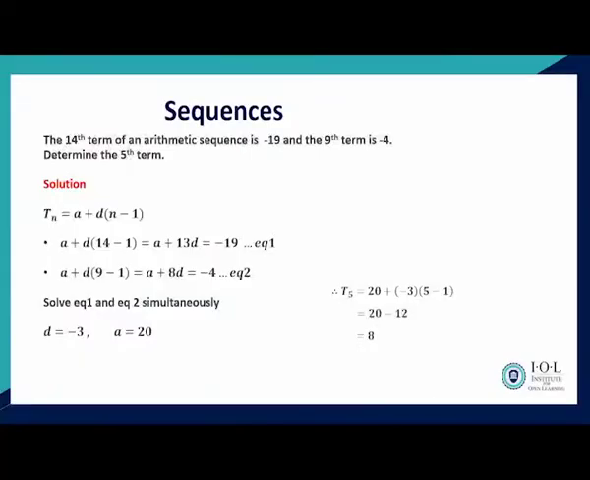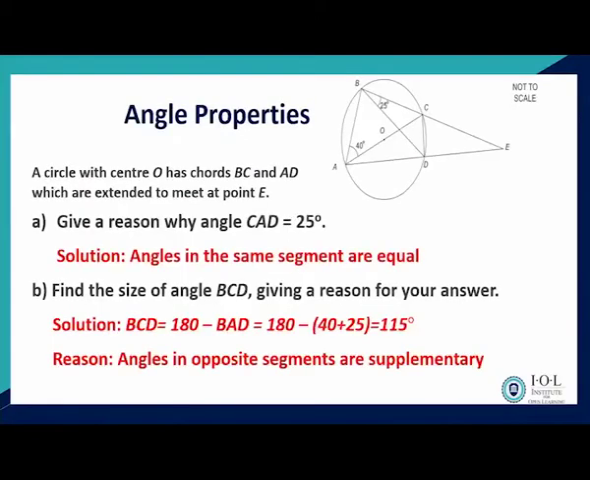So let us now move on to the next one, which is angle properties. We are moving on to angle properties. So students, you need to know your angle properties, specifically circle geometry. Here we are talking about angle in a semicircle. Angle in a semicircle is 90.